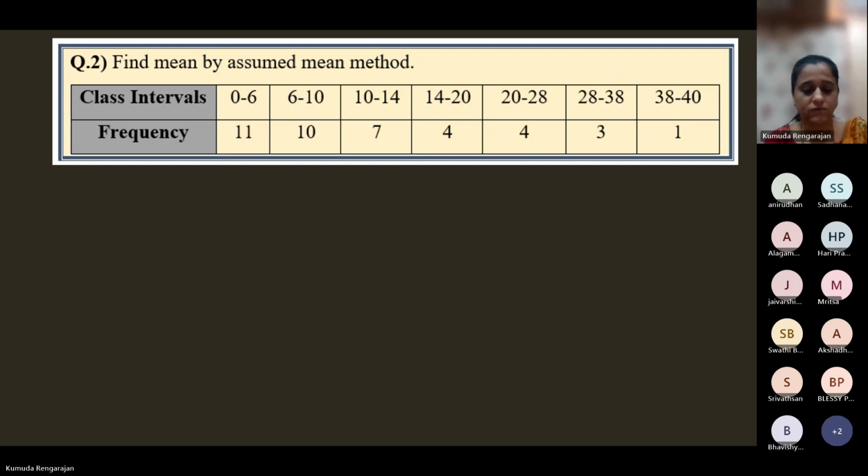Find mean by assuming method. Here the class intervals are continuous. You can see they're continuous: 0 to 6, 6 to 10, 10 to 14, 14 to 20. Find mean by assumed mean method.